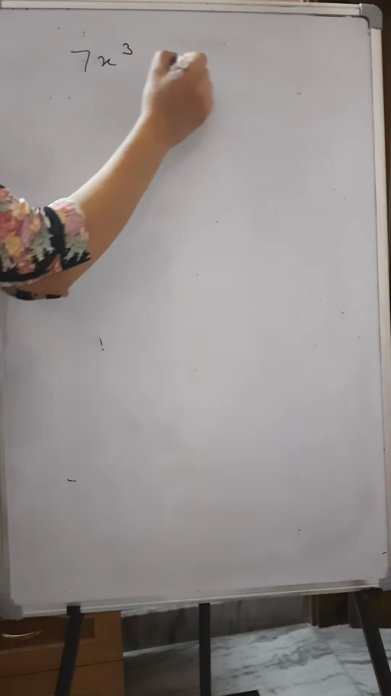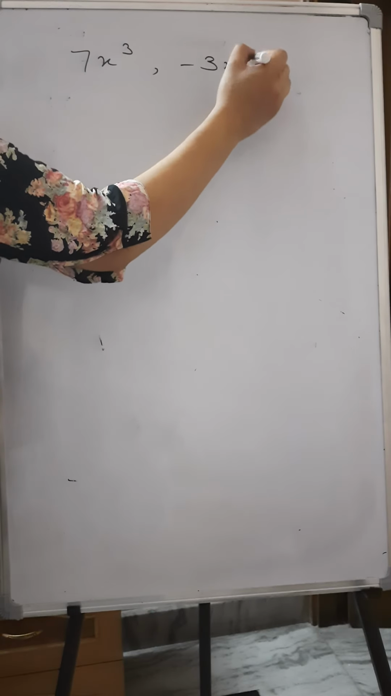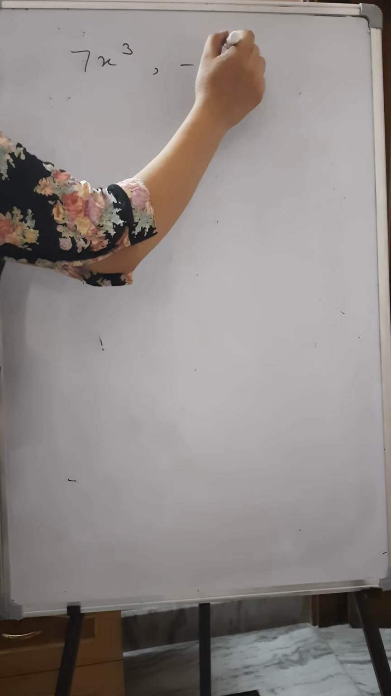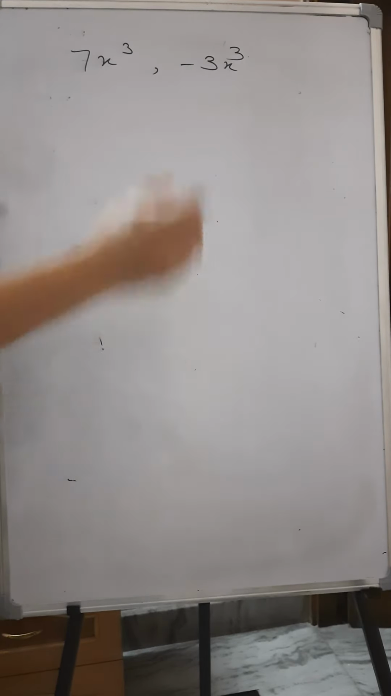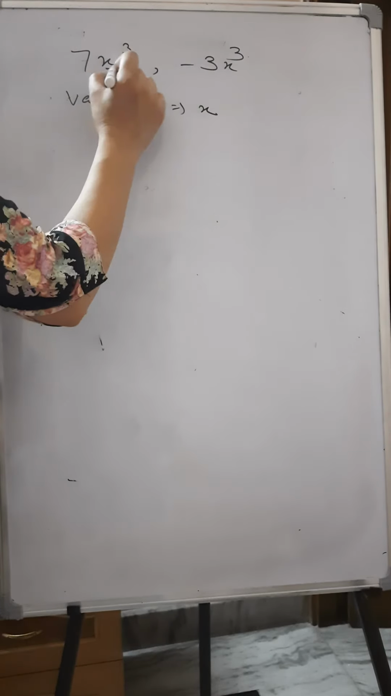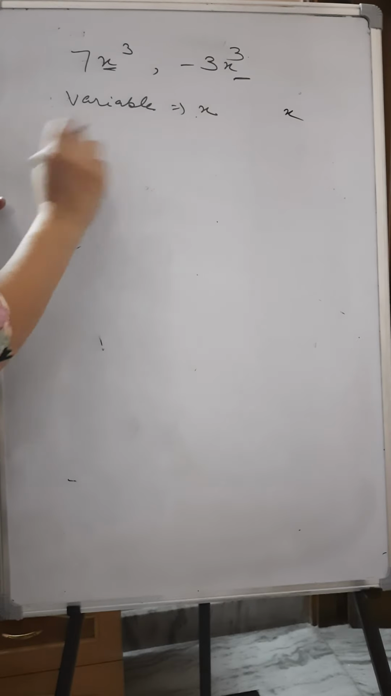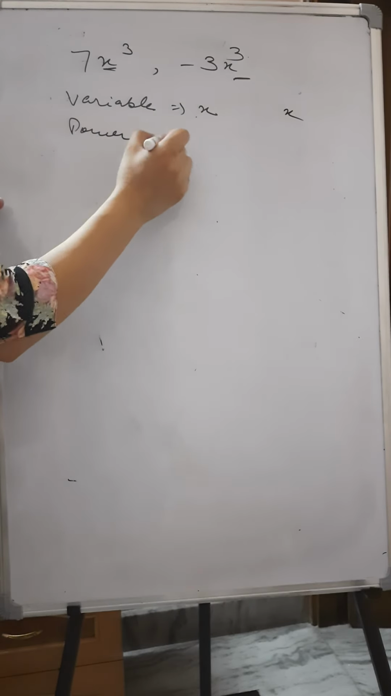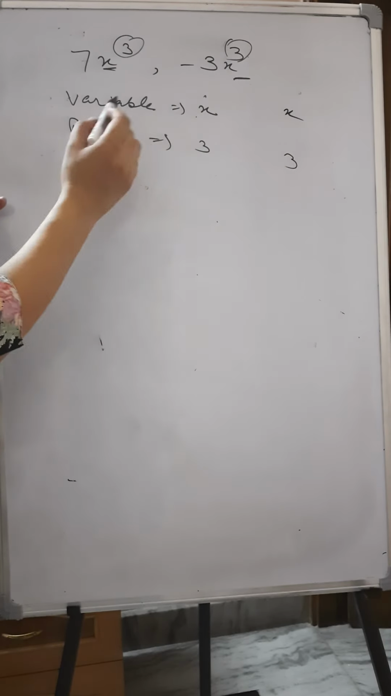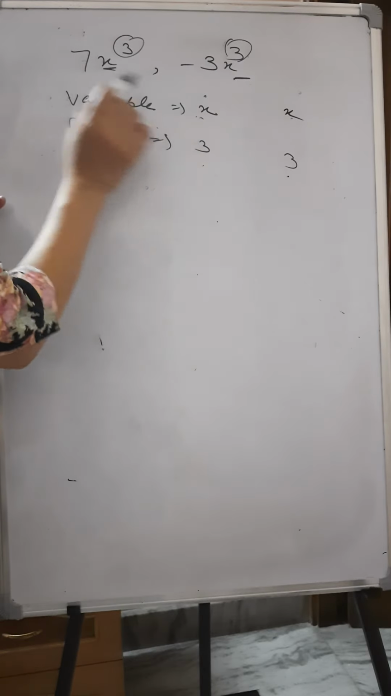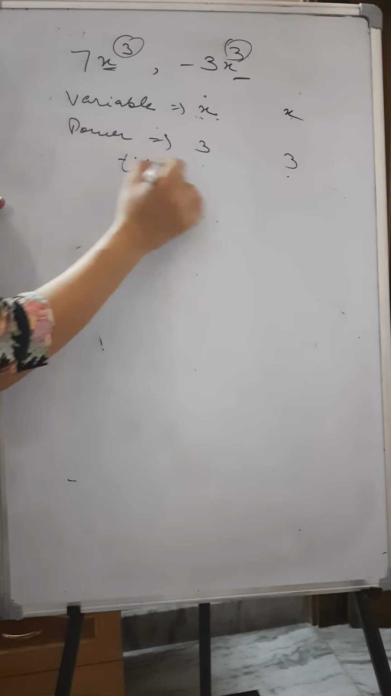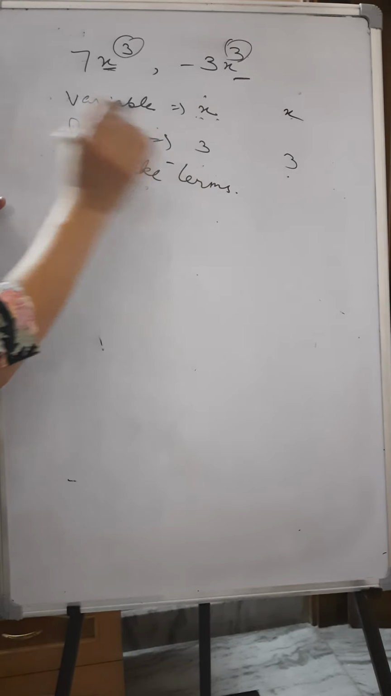Seven x cube minus 3x cube. Now in both the terms the variable is x, and the power is 3 in both. So variables are same, powers are same. These are like terms.